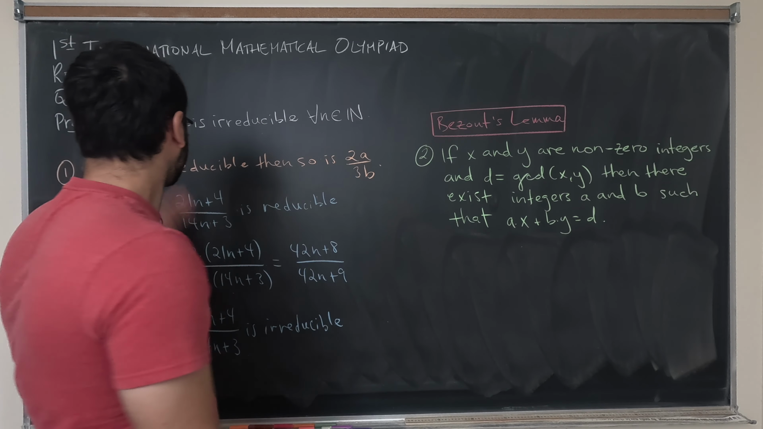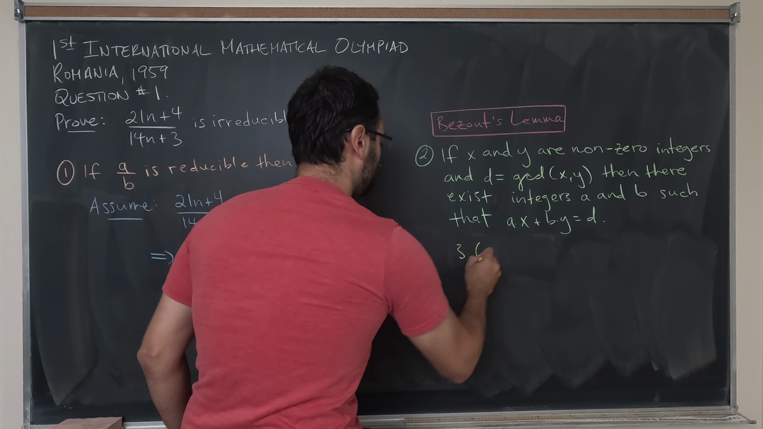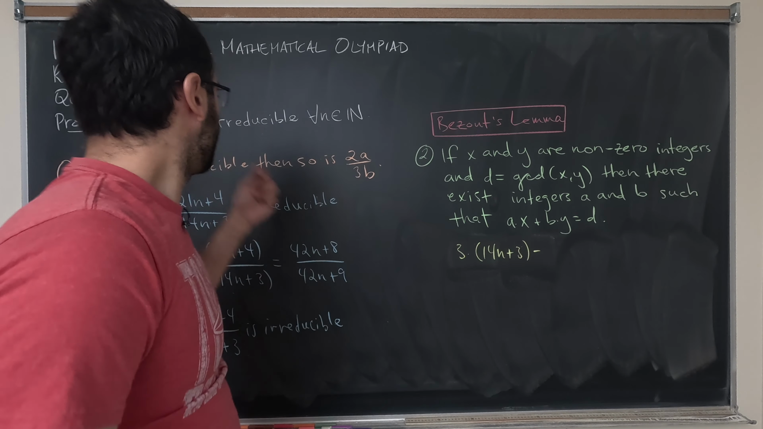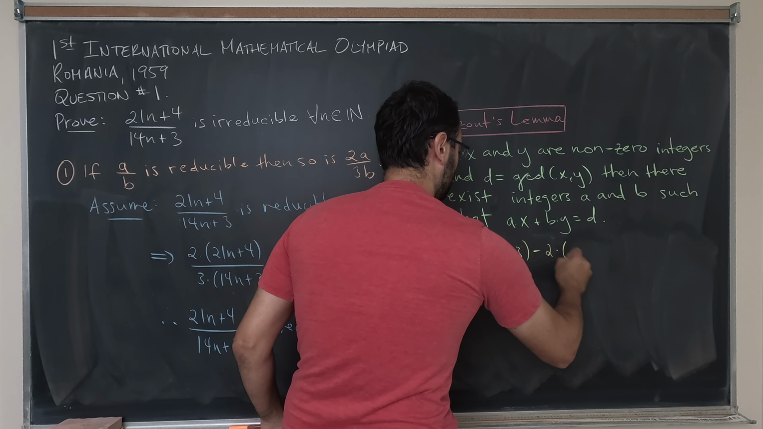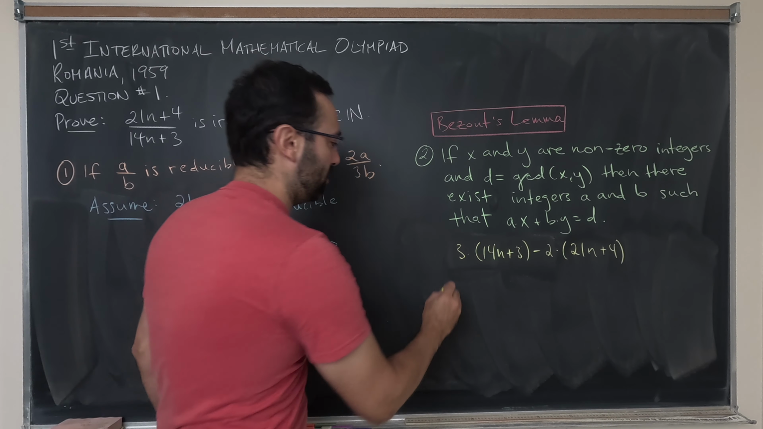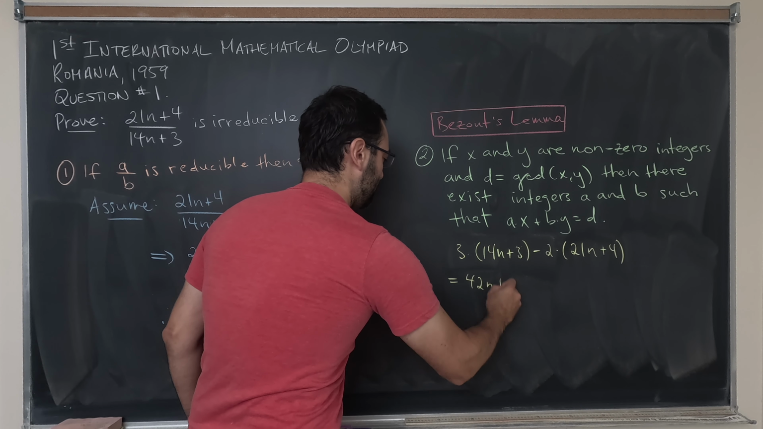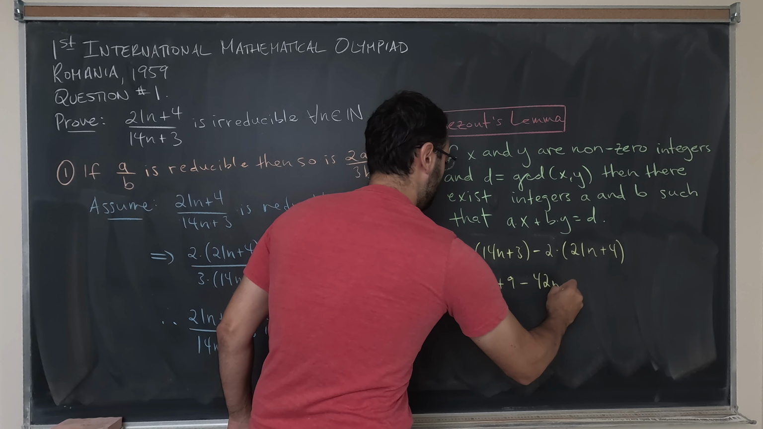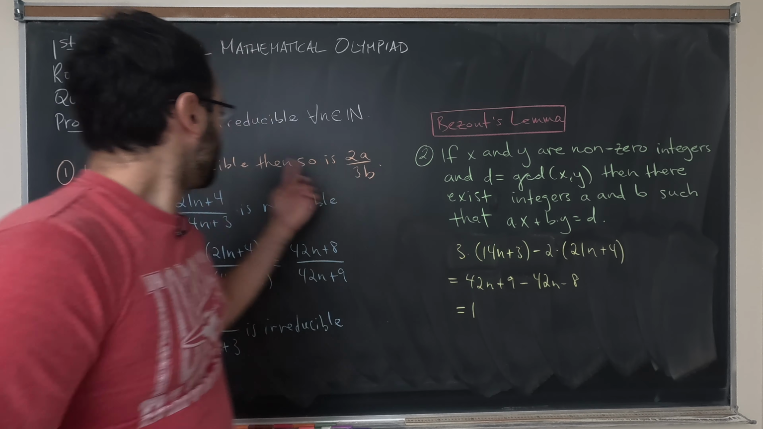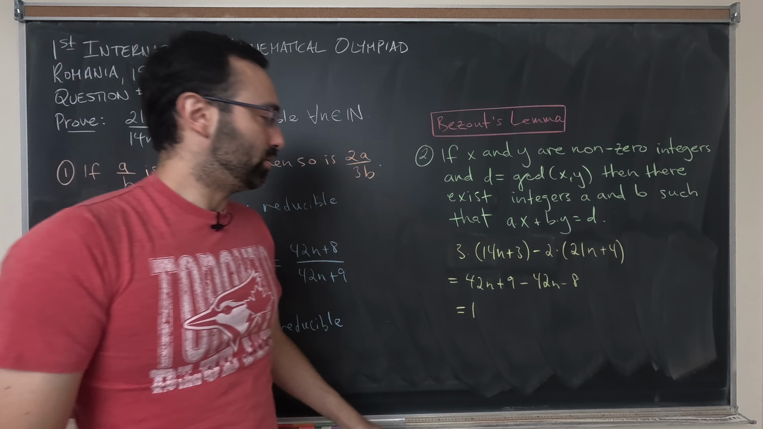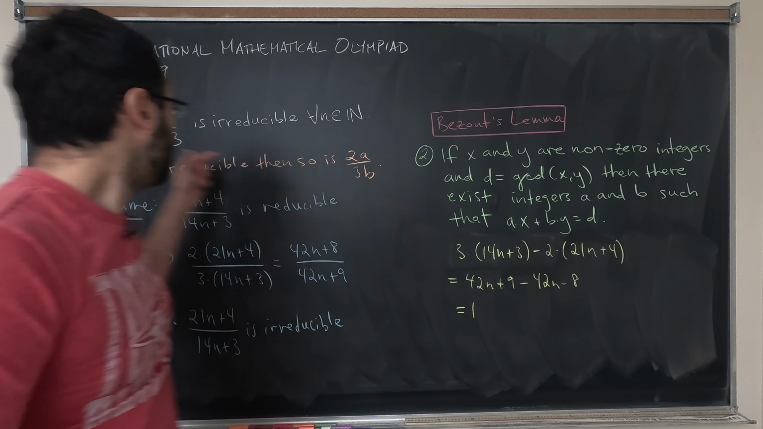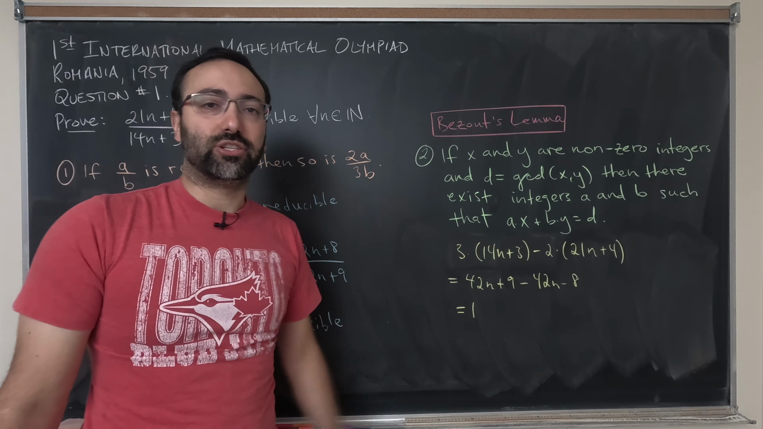Well, let's see. If we take 3 times the denominator and negative 2 times the numerator, then what does that give us? Well, 42n plus 9 minus 42n minus 8. And that's just 1. So there, writing this and this as a linear combination to get the number 1 by Bezout's lemma, then this 1 is the common divisor of these two quantities. And so that makes the fraction irreducible yet again.